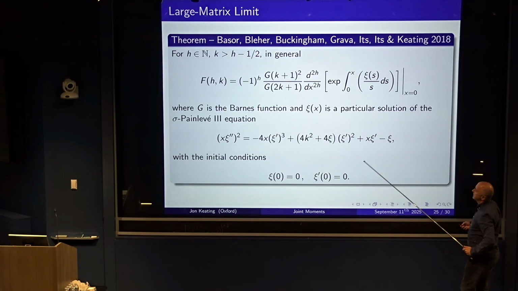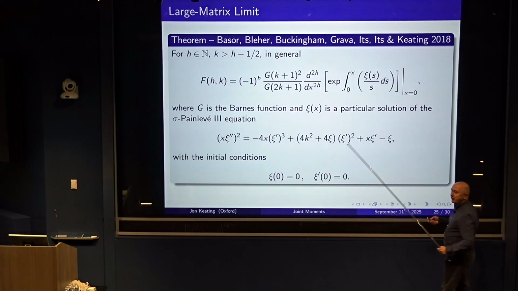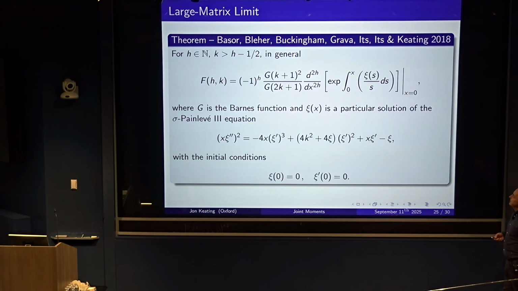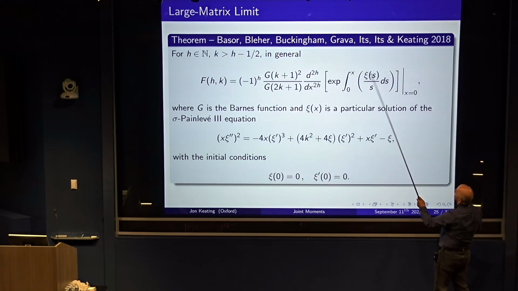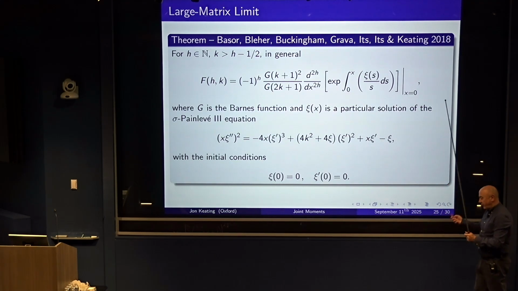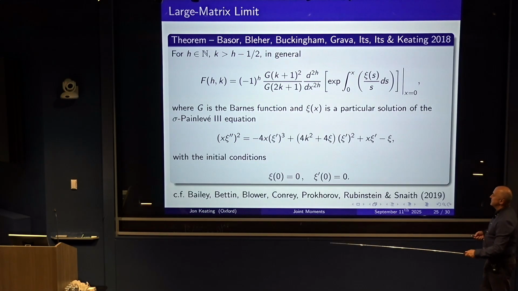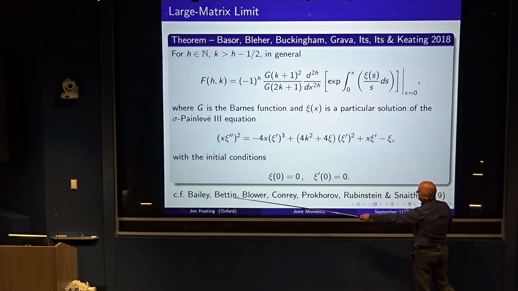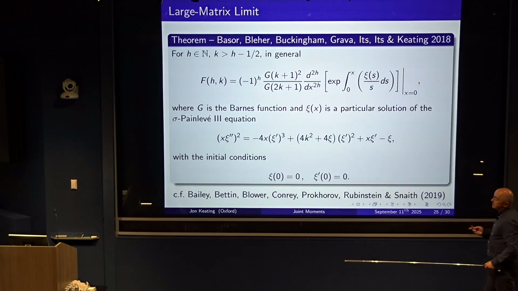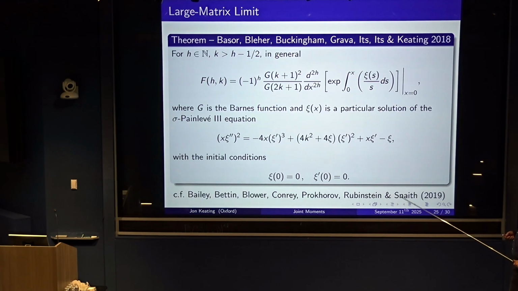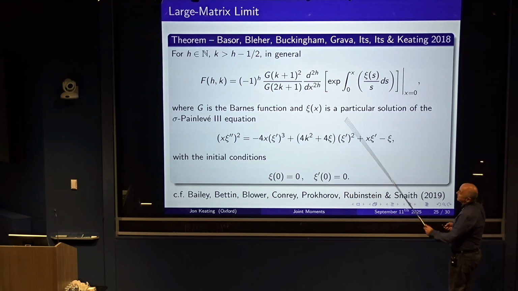It's the one I've written here. And that just follows from an analysis of some Painlevé asymptotics analysis. And this formula, which we proved here from the exact formula for finite n, it turns out was also obtained simultaneously by Emma Bailey, who's here, and other authors, Brian Conrey, who's here, at the same time, using a very different approach.